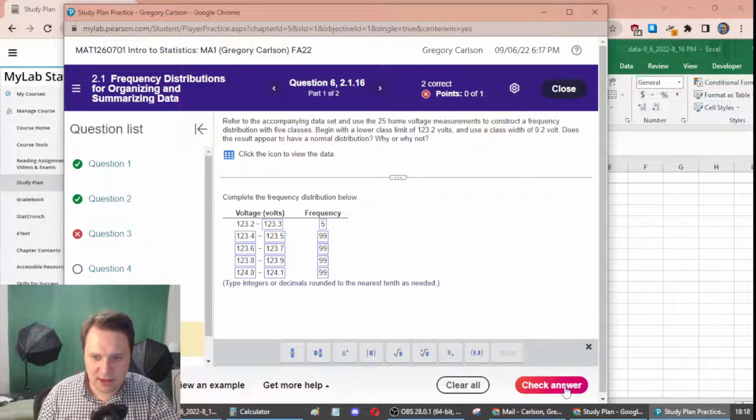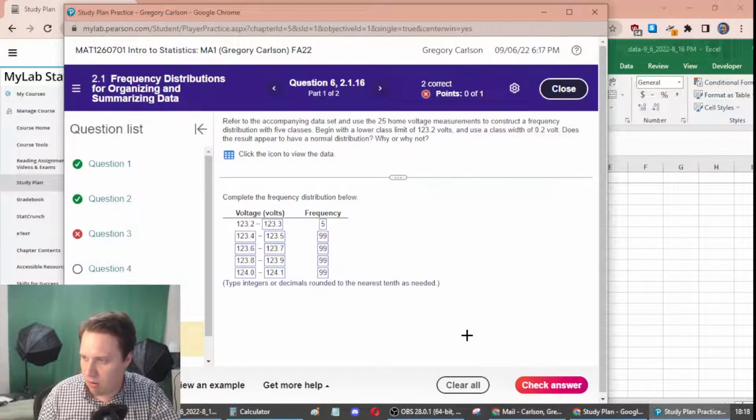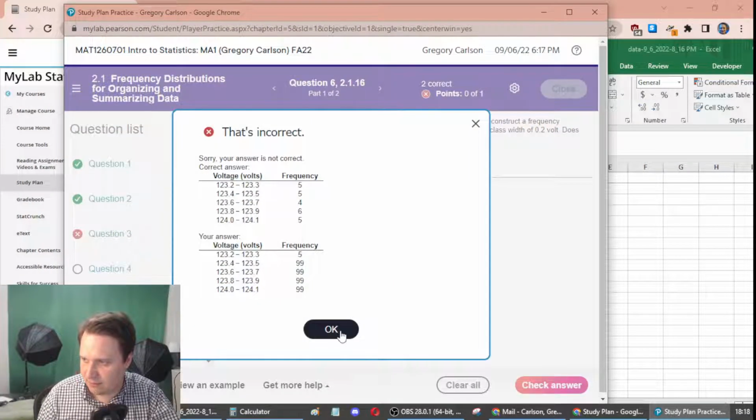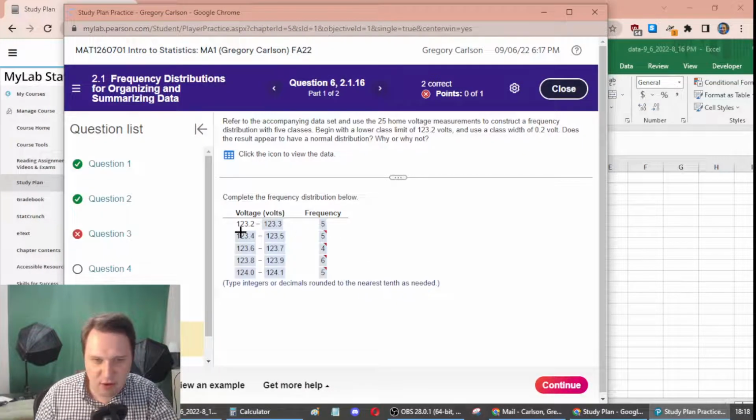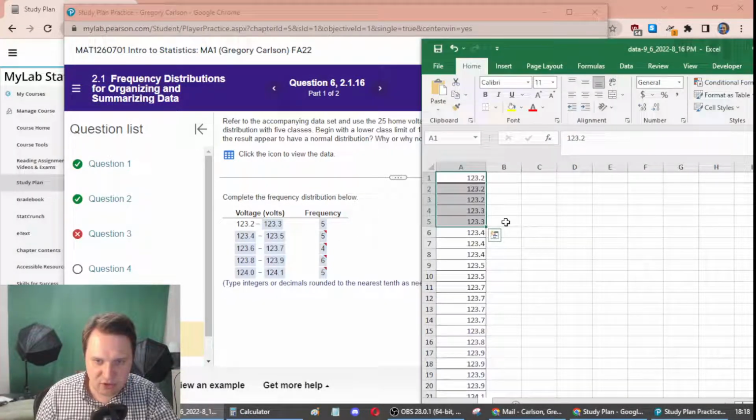So let's check how many I got right. At least they give you 3 tries. That's nice of them. Okay, so that 5 was correct. So I got all the categories correct, and I got the 5 correct. So the 123.3 you do put in this category because that says 123.3. So I guess you're supposed to go to the same decimal as what your data is in. I don't know. That still feels a little arbitrary to me.